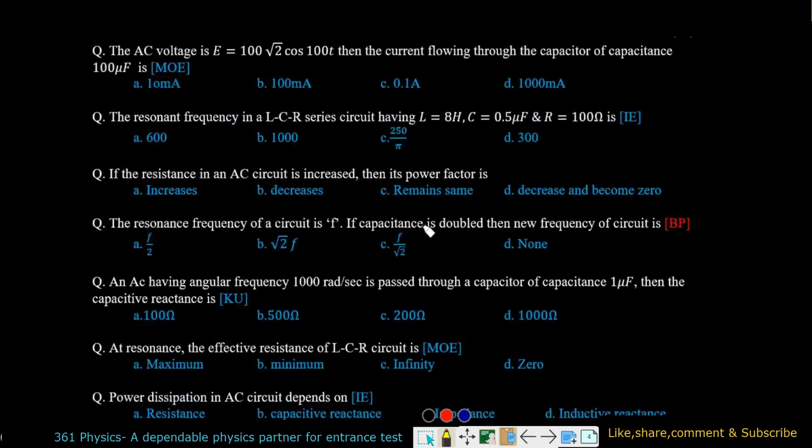Next, see this one. Again, some questions are related to simple calculation. The AC voltage EMF is this, and the current flowing is this. The capacitance is this. Then the current flowing through the capacitor, you have to calculate the current.